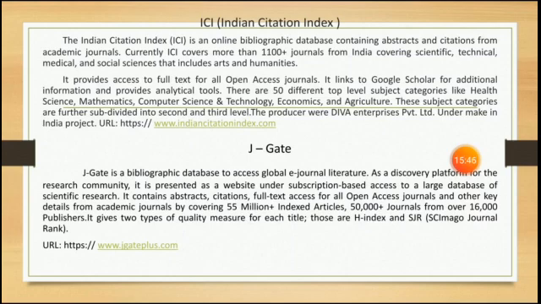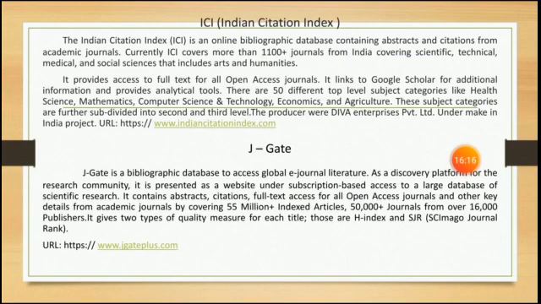It provides access to full text of all open access journals and links to Google Scholar for additional information, and provides analytical tools. There are 50 different top-level subject categories like health science, mathematics, computer science and technology, economics and agriculture. These subject categories are further subdivided into second and third level. The producer is DIVA Enterprises Private Limited under the Make in India project.